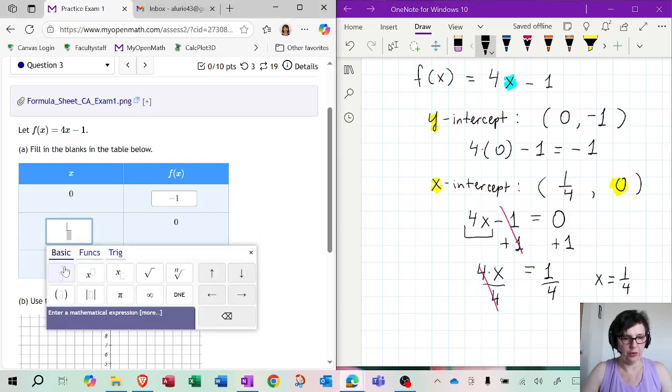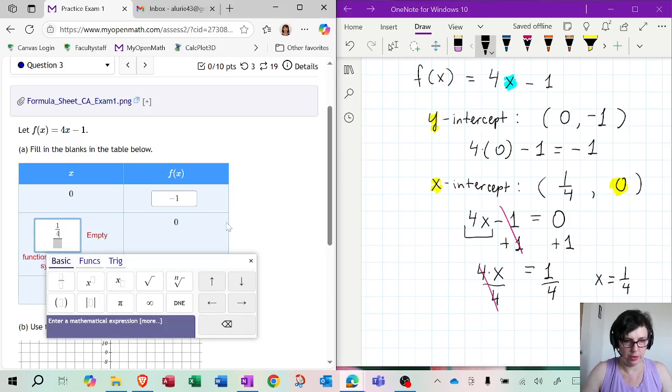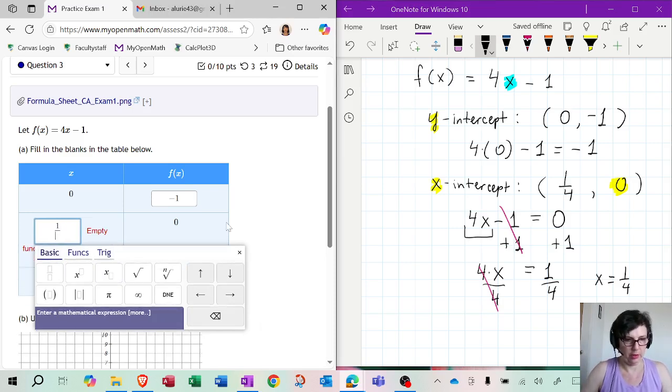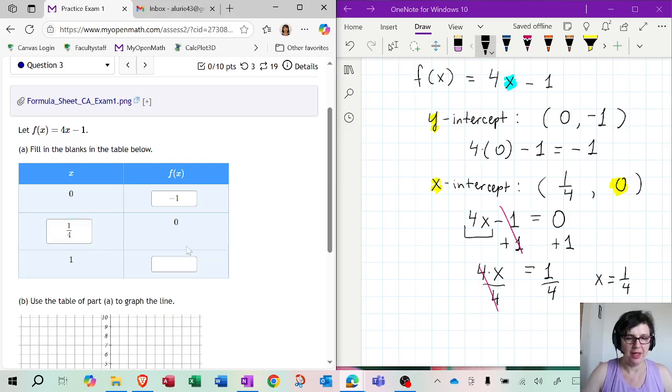So the 1/4 will belong in that blank and also in here. So you could just click on the fraction and enter 1/4. Oops, I think I added a double fraction there. Okay, so we got it.